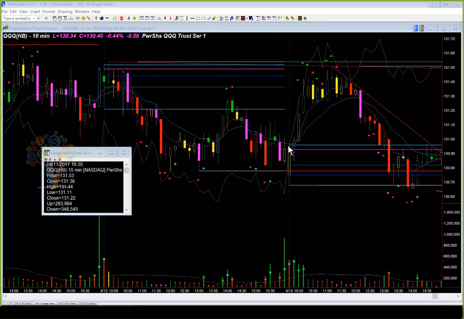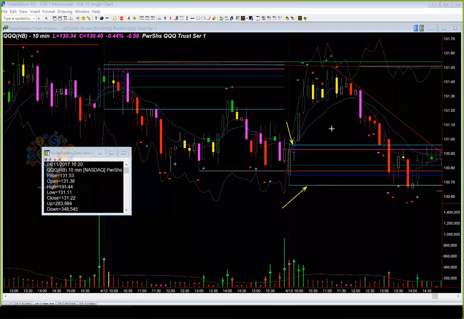Only on this day, early range high was formed, low was formed, and then early range high was broken. So if we are following the fine-tuned template and holding the position, we will be exiting the remaining position on this day at 131, around 131. And I want to scroll back now.